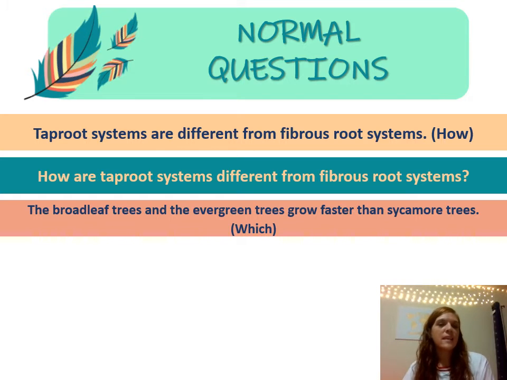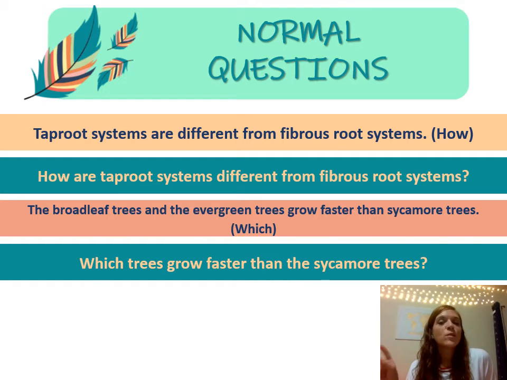The sentence says the broadleaf trees and the evergreen trees go faster than sycamore trees. This one you want to ask which. I'm going to give you a hint with the which. Which is going to have one word that's part of the subject before you do that verb. Let me show you. Which trees grow faster than the sycamore trees? So I hope you guys weren't like, oh, how am I supposed to put all those trees in that question? No. The answer is the broadleaf trees and the evergreen trees.